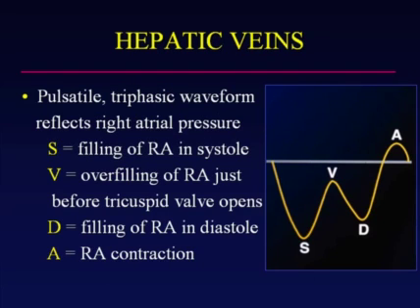This schematic demonstrates how the deflections in the waveform correspond to changes in pressure in the right atrium. So this first valley is called the S wave, and this reflects filling of the right atrium in systole. This indentation here, the V point, is due to overfilling of the right atrium just before the tricuspid valve opens.